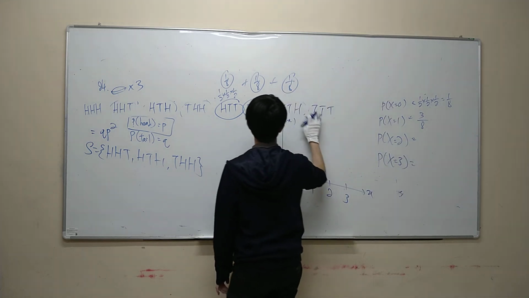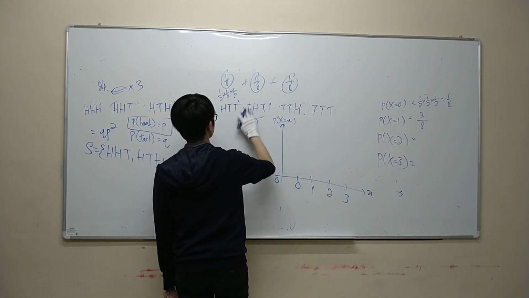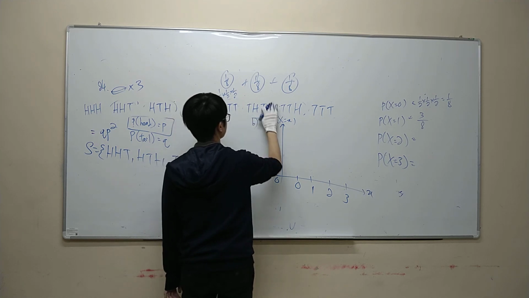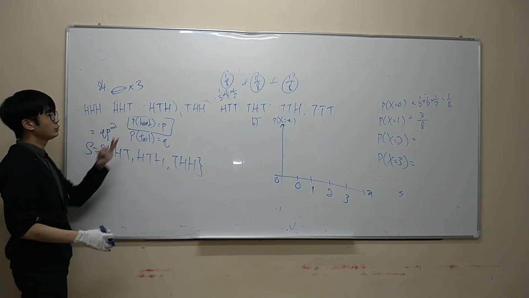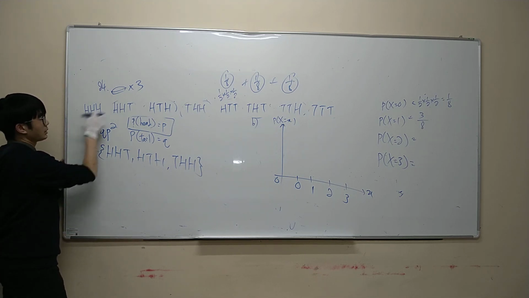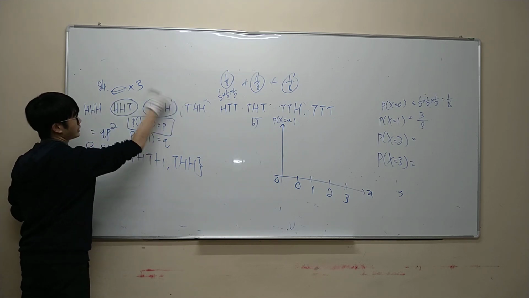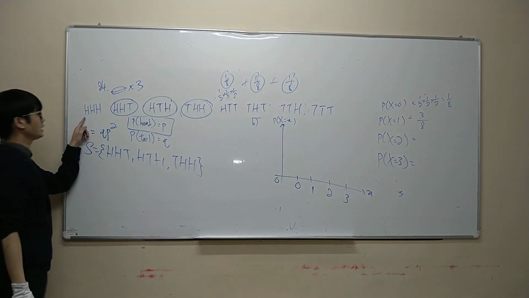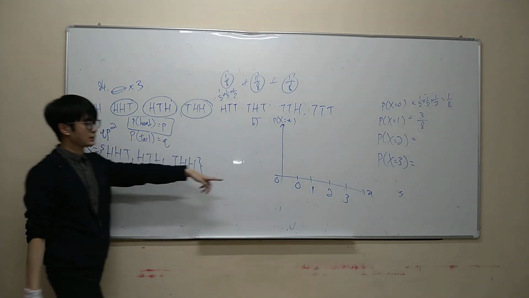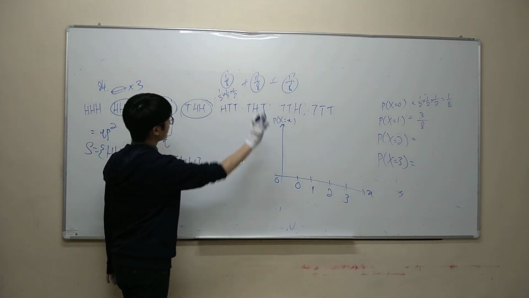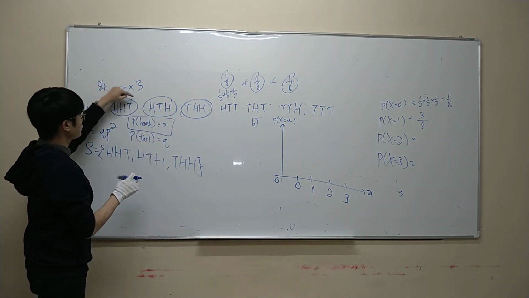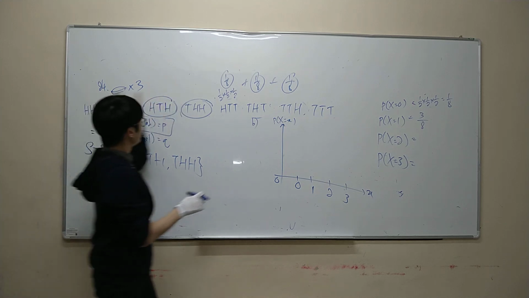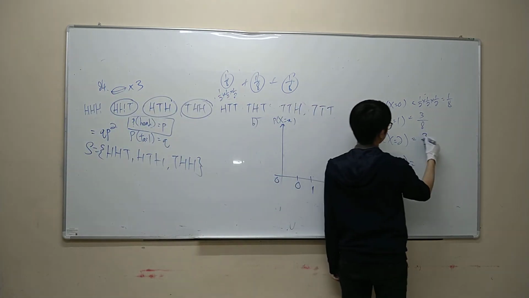Okay, what about P(X = 2)? Let me erase this. P(X = 2) means out of the 3 tosses, success 2 times, so you get 2 heads. This one cannot. This one has 2 heads, this one has 2 heads, and this one has 2 heads. This one cannot because it has 3, and the last one with 1 head cannot. The probability is the same: 1 over 2 times 1 over 2 times 1 over 2, so 1 over 8, 1 over 8, 1 over 8. When you add them all, you get 3 over 8.